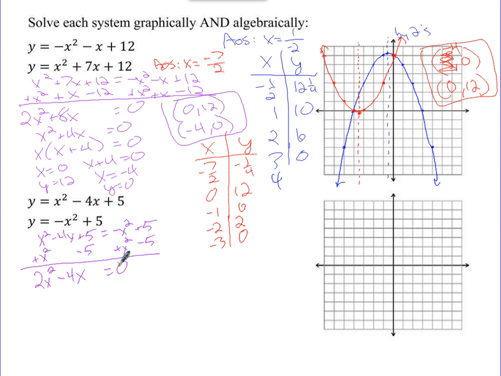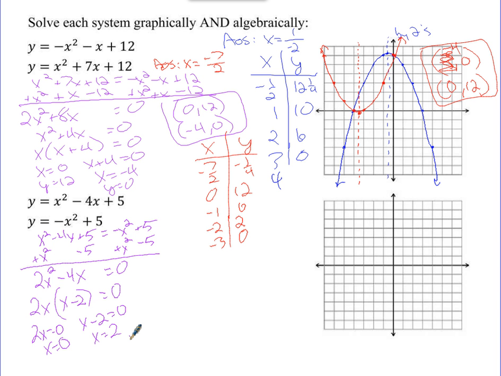Okay, now what? See if you can factor it. Does this factor? Yeah, there's a GCF of 2x. So I write 2x and then open parentheses. What's left over? X minus 2 equals 0. Now what am I supposed to do? Zero product property. So 2x equals 0. X minus 2 equals 0, which means x equals 0. X equals 2. So now I know the x coordinates of my intersection points.